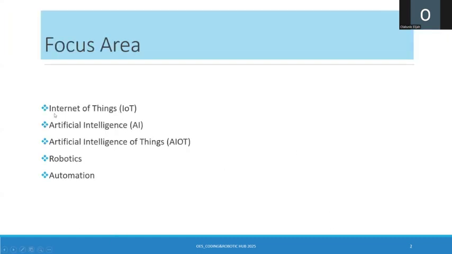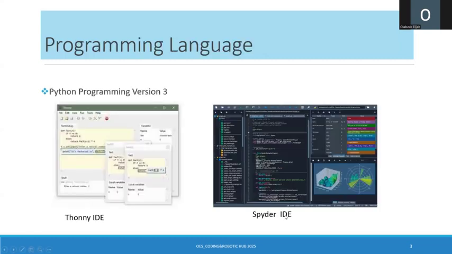So first we'll be looking at Internet of Things, artificial intelligence, application of artificial intelligence and things, robotics, automation. So again, we are looking at project-based learning. So we'll be engaging in different projects that have to do with these different focus areas.